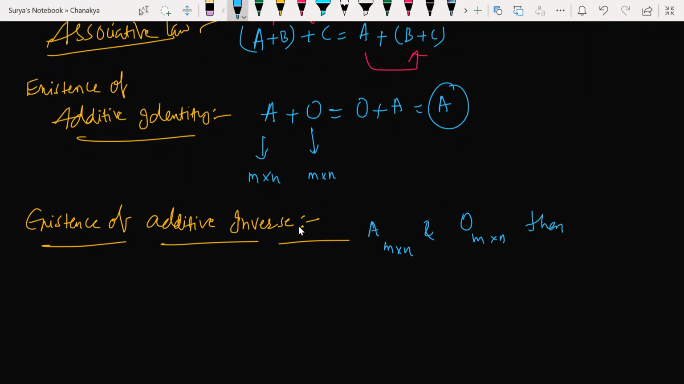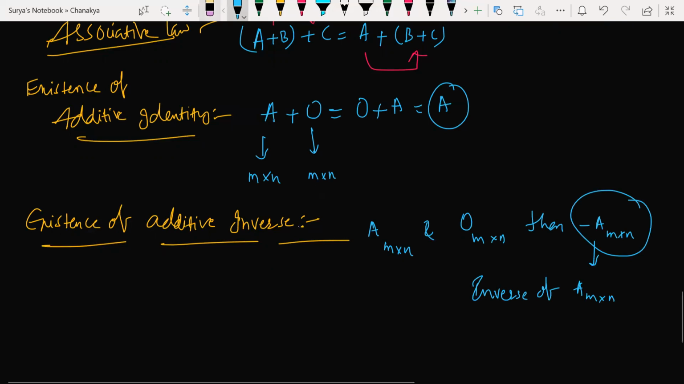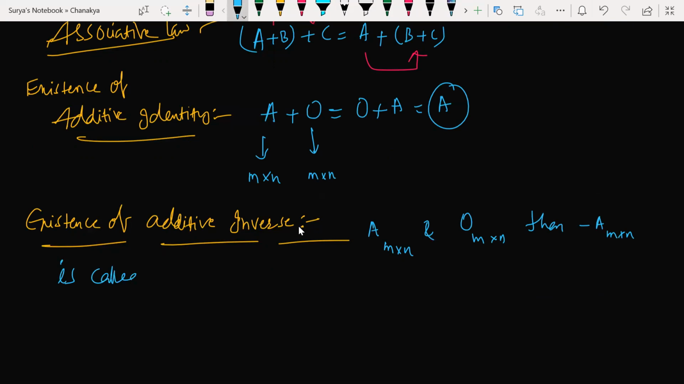Then minus of A, an m by n matrix, is called what? It is called the inverse of A, m by n, if A plus (minus A) is equal to minus A plus A, which gives you what?